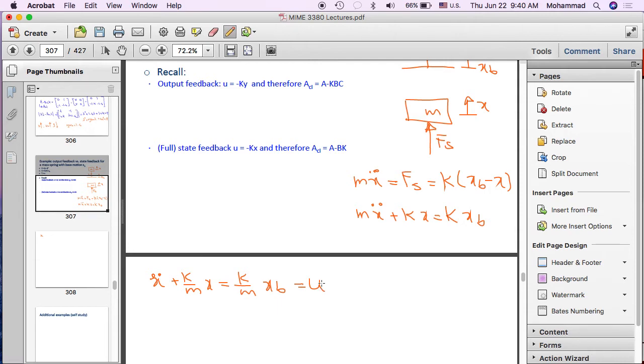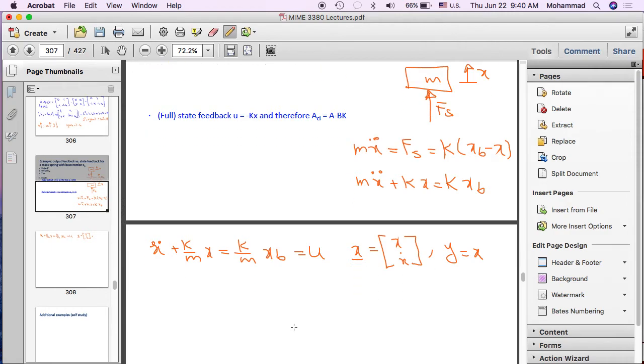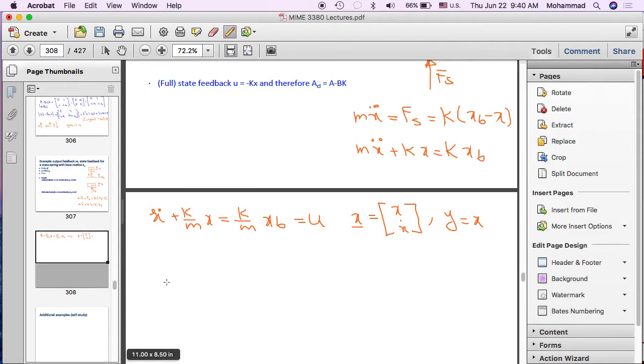Okay, so speaking of setting up the state space model, the x vector is going to be made of x and x dot, which is position and velocity of the mass. Our input is given here, and our output is displacement of the mass. So we are now ready to go ahead and create our state space model.